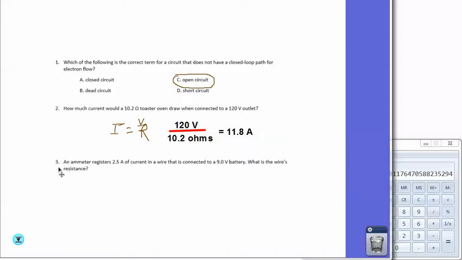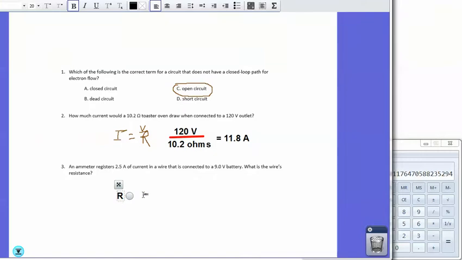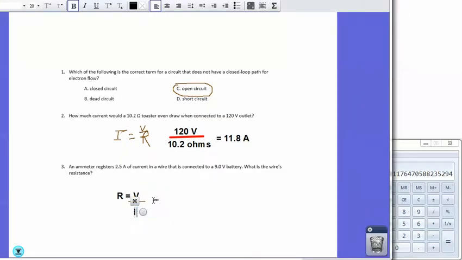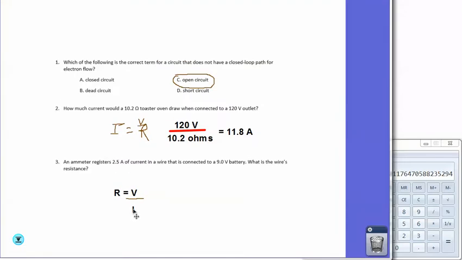Number 3, an ammeter. Remember, that's the device that measures how much amperage is going through a circuit. It measures 2.5 amps of current in a wire that is connected to a 9-volt battery. What is the wire's resistance? In this case, if I equals V over R, then R equals V over I. So we just have to take the current and divide it into the voltage to get that particular value.